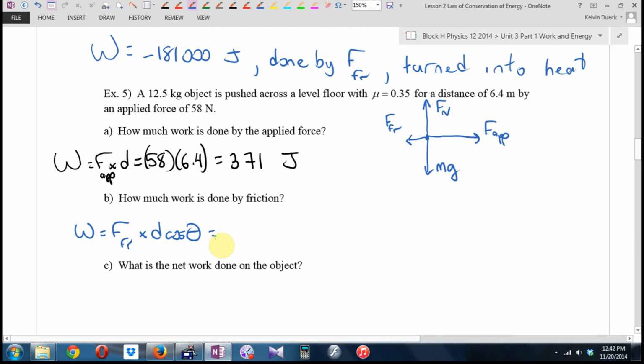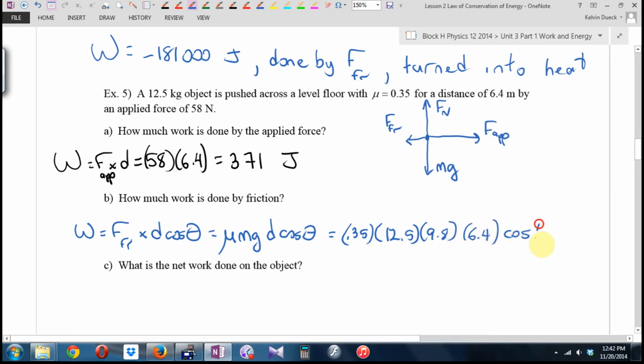Remember that? Of course you do. Friction is what times what? Oh, I don't know the normal force. But look. In this question, much like in Physics 11, I know another force the same size as the normal force, which is what? And then I'll have the distance, and then I'll have cos theta. It's going to be mu, 0.35, mass 12.5, 9.8 times 6.4 cosine of 180.